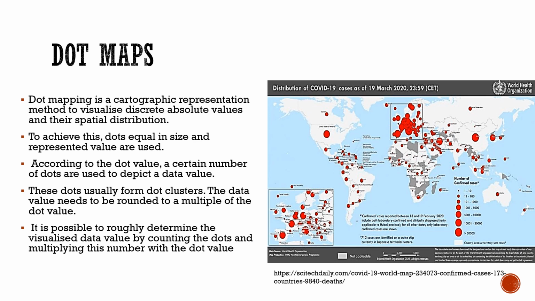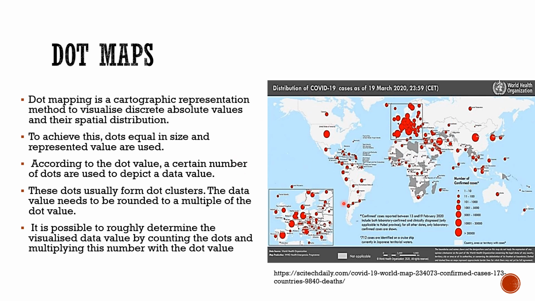Dot mapping is a cartographic representation method to visualize discrete absolute values and their spatial distribution. To achieve this, dots equal in size and represented value are used. According to dot value, a certain number of dots are used to depict a data value. These dots usually form dot clusters. The data value needs to be rounded to a multiple of the dot value. It is possible to roughly determine the visual data value by counting the dots and multiplying this number with the dot value.